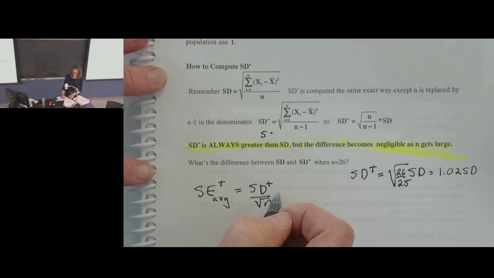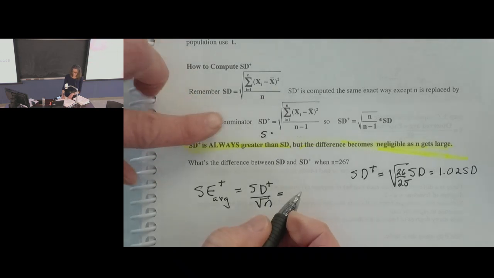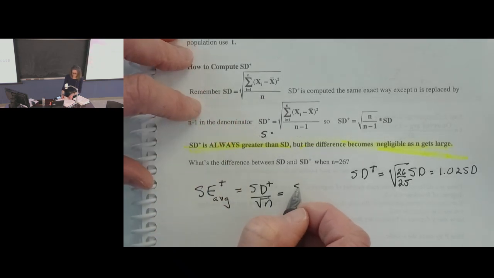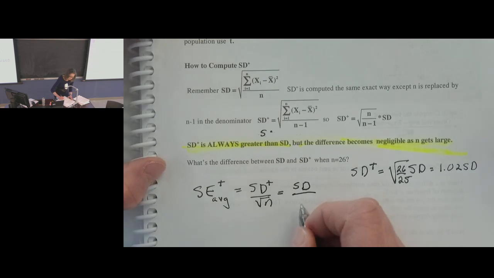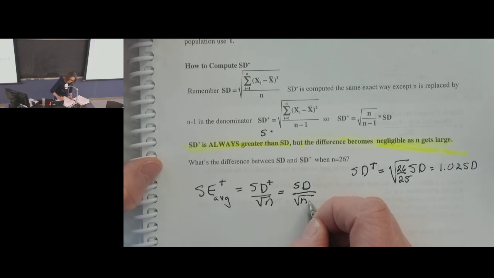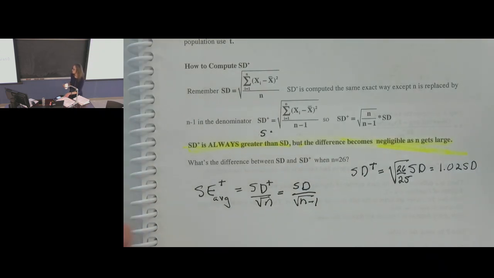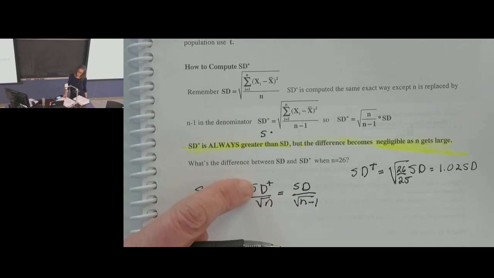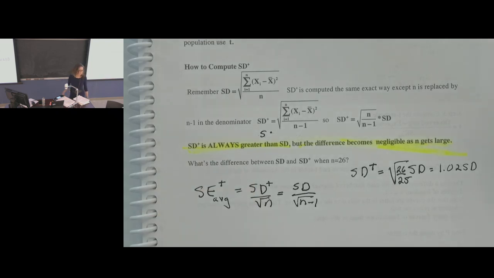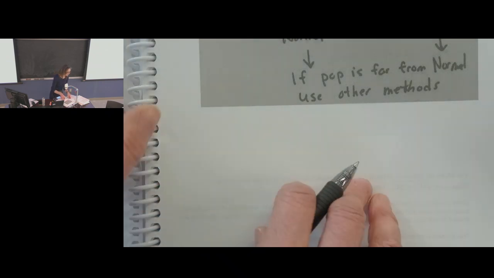But if you were just given SD of the sample, not SD plus, then that's the same thing as what? You don't have to change to SD plus first if you don't want to. You could just do this. It's the same thing. Just divide by n minus 1 there. So you can divide by n minus 1 down there or up here. Either one, it's the same. Okay, whichever is more convenient or easier for you to do. So let's move on.